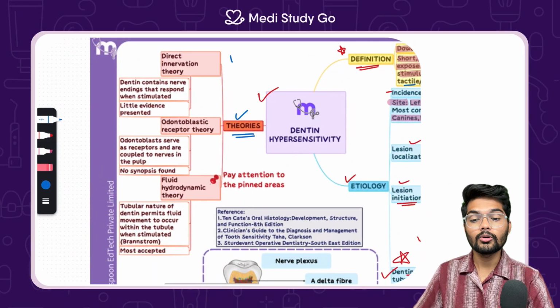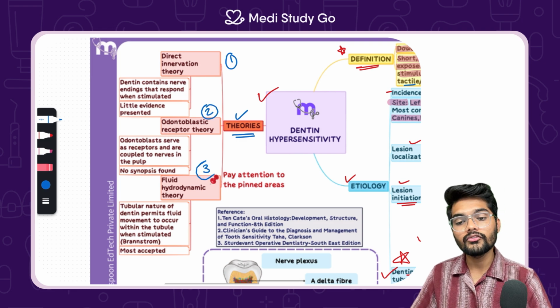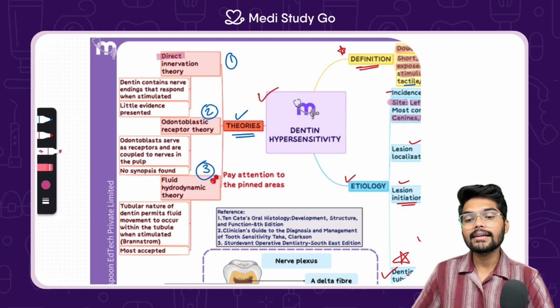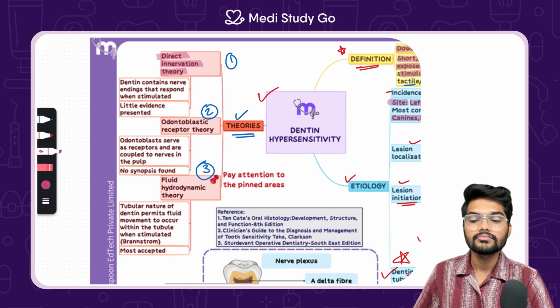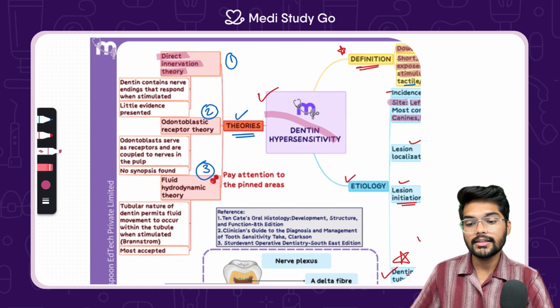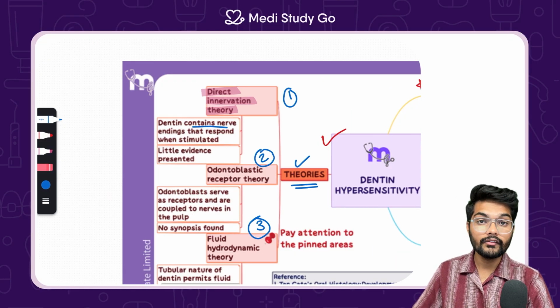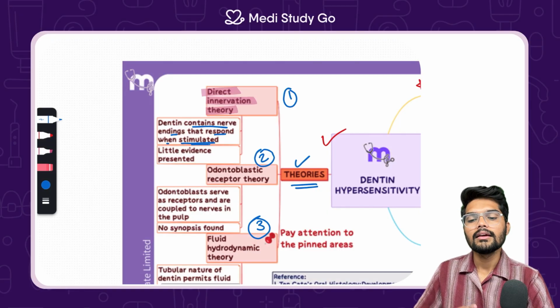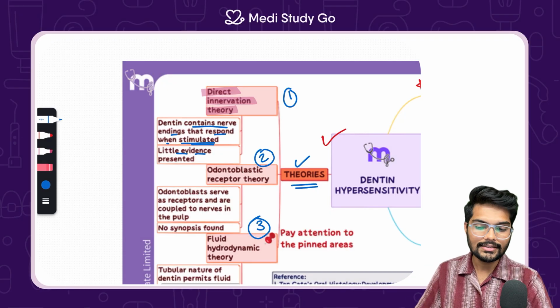theories. Now this is all about pain conduction. So the first one we have is called direct innervation theory. According to this theory, dentin contains nerve endings that respond when stimulated. This sounds very convincing, but there is very little evidence present.